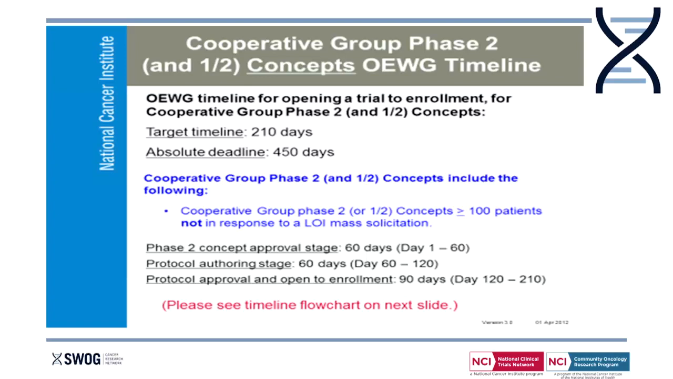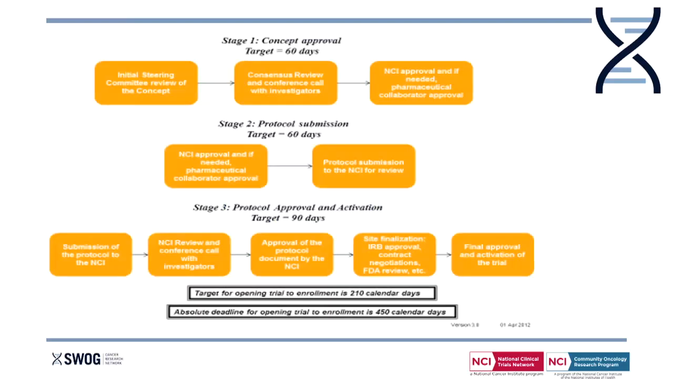So for phase 2s, we generally try to target opening a study from concept to activation within 210 days. And then there's also an absolute deadline of 450 days. I actually think that's shorter now, but if we don't activate by the time that the NCI has given us for an absolute deadline, they can refuse to support the study. So even if they have approved the concept and approved the protocol document, they could withdraw funding support if we can't get it activated within that time frame. So there's a lot of pressure associated with that.